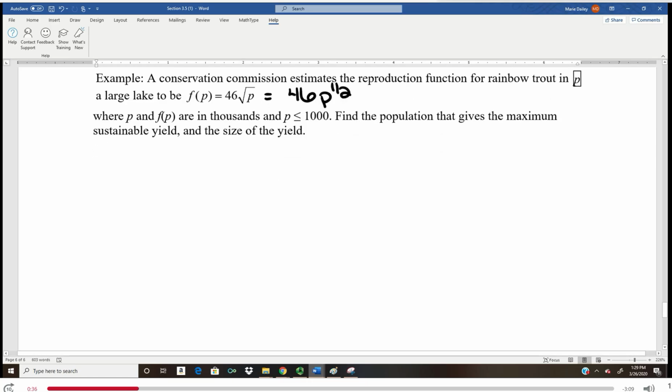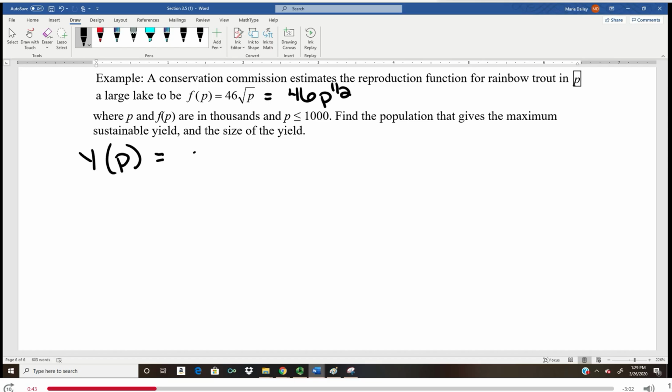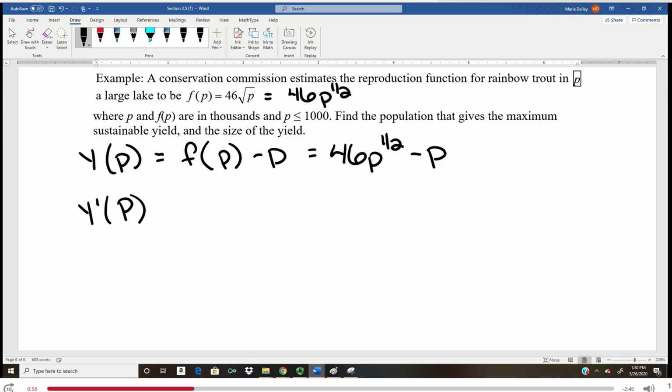Okay? So as we take a look at this, first thing we want to do is come up with our sustainable yield function. As you recall, the sustainable yield function is f of p minus p. So when we substitute on in, then that's going to be 46p to the 1/2 power minus then that p. Now we're trying to get then the maximum sustainable yield. So we're going to take that derivative. Taking the derivative then, that's going to be 23p to the negative 1/2 power minus 1 equals then 0.